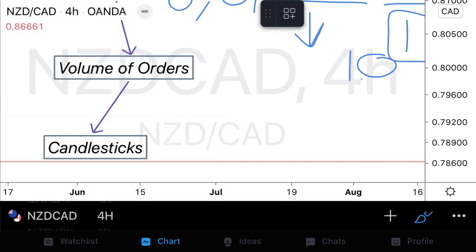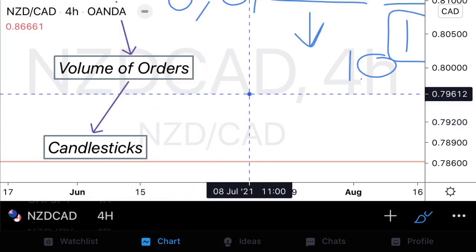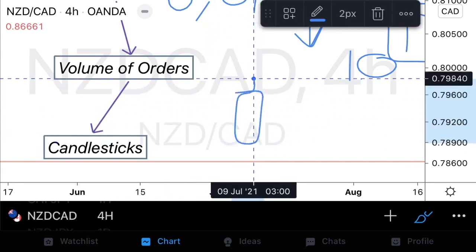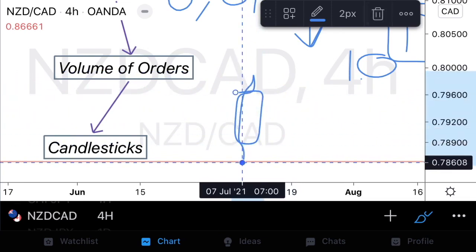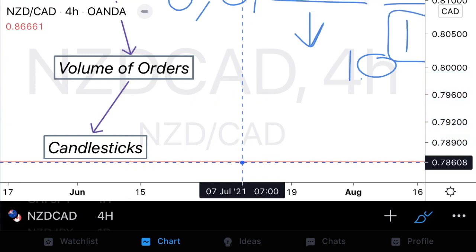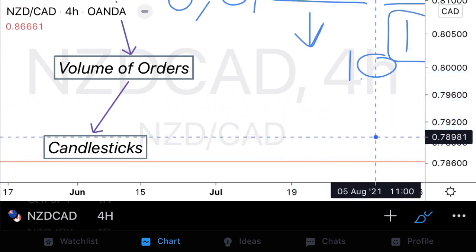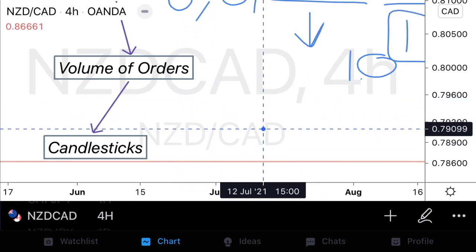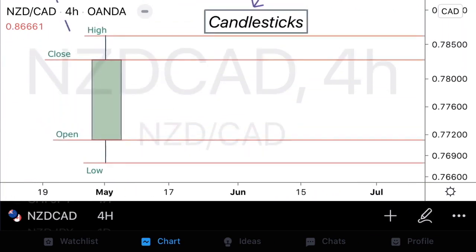We get to see where the volume of orders is flowing by the development of a candlestick, whether that's a bullish candlestick or a bearish candlestick. We get to see the volume of orders being sent through the market represented to us on our charts by our candlesticks. Now we need to understand as well the functioning of a candlestick.